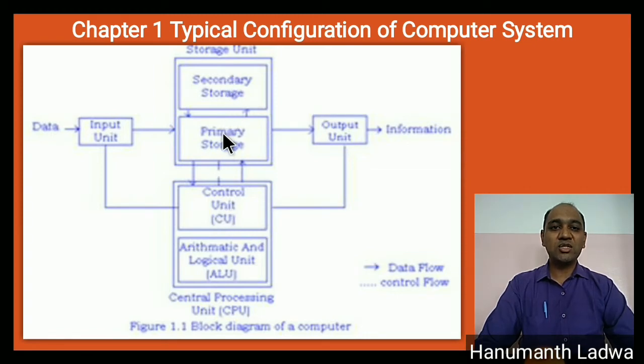The storage unit consists of primary storage, that is primary memory. It is also called physical memory. An example of physical memory is RAM. And next is the secondary storage device. The secondary storage device is a memory location where the data resides permanently for future reference or future use.